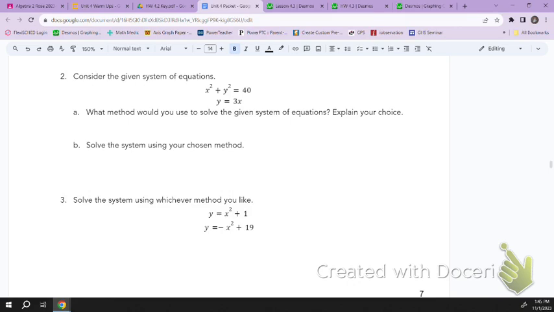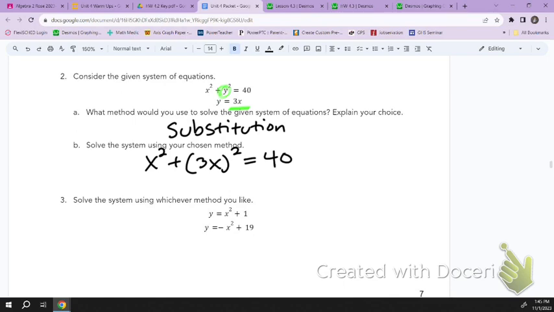Because I can replace y with what? With 3x. We're going to do substitution. Will you write this down, please? We're going to replace the y squared in that first equation with 3x. And now I'm going to write this equation. Instead of y squared, I have 3x squared. That square is on the outside of the parentheses. I have to square everything inside.